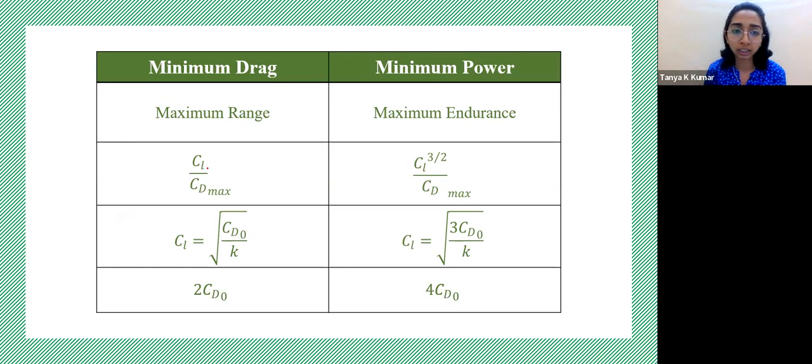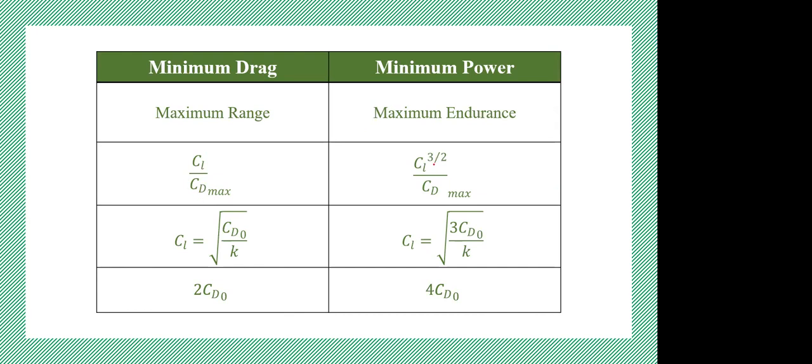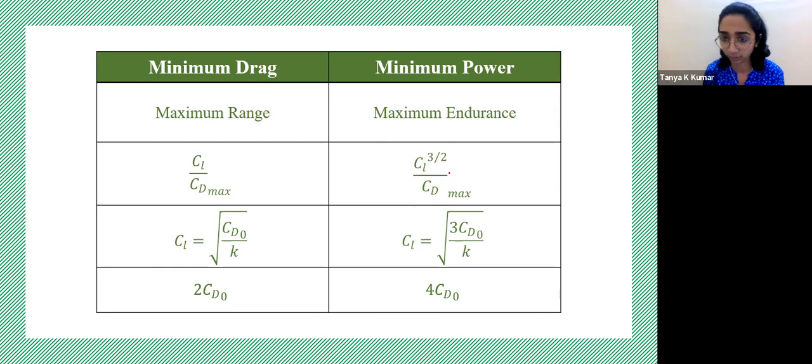So this occurs when this L upon D ratio, CL upon CD, is maximum. That is when you have this minimum drag condition. So when the CD is minimum, you get this ratio to be maximum. Similarly, for the minimum power condition, you have CL to the power 3 by 2 by CD. This term is the maximum for the minimum power condition.